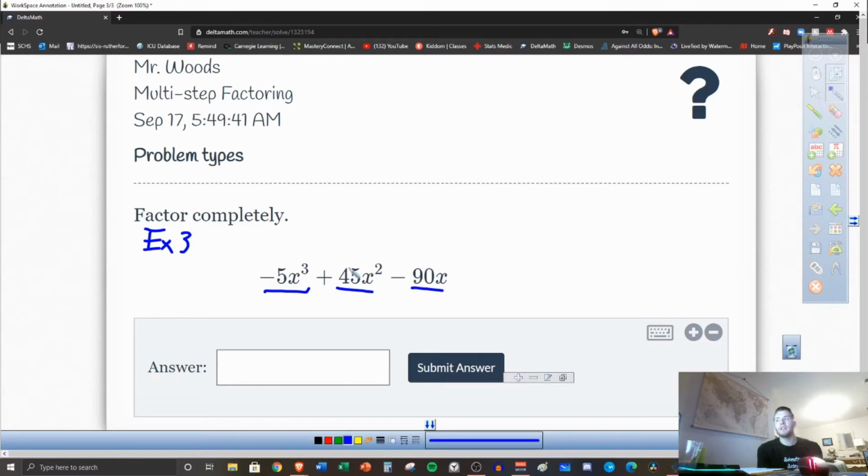So we want to change the format of this. Look at all of these numbers: -5, 45, -90. Okay. So what is the GCF of this? That's what we want to know. What is the GCF? Well, 5, 45, and 90, I believe that 5 is going to go into all of them. So I'm going to start with that. Let's write 5.